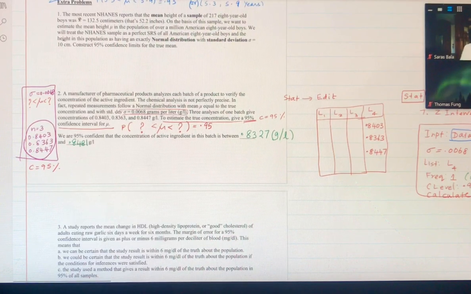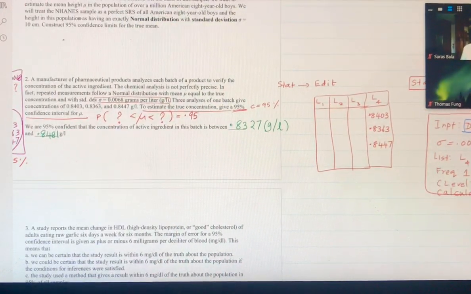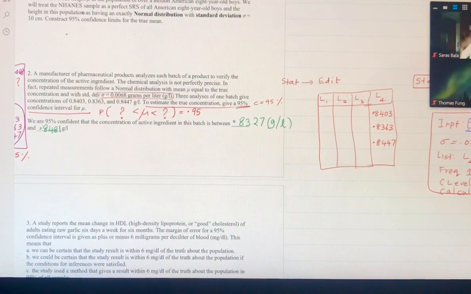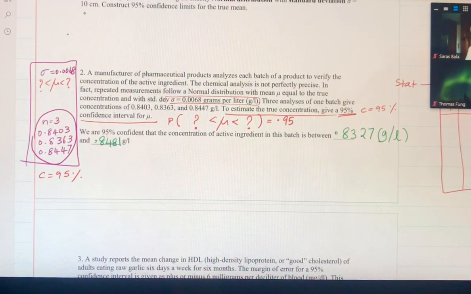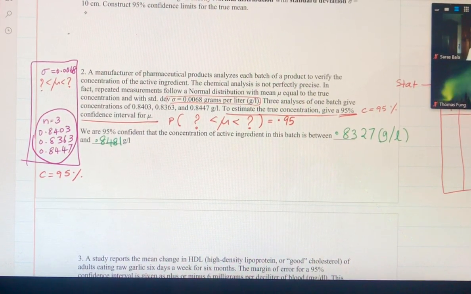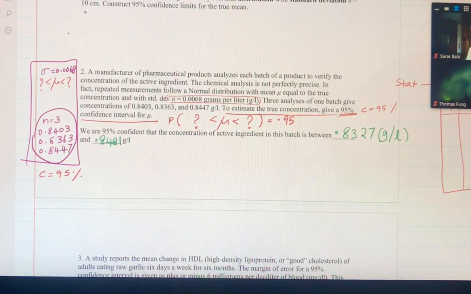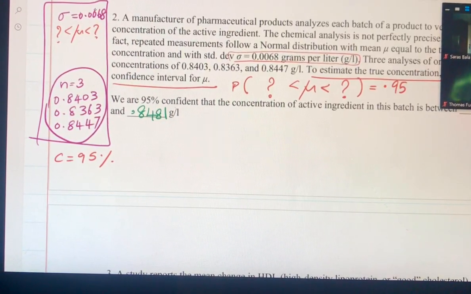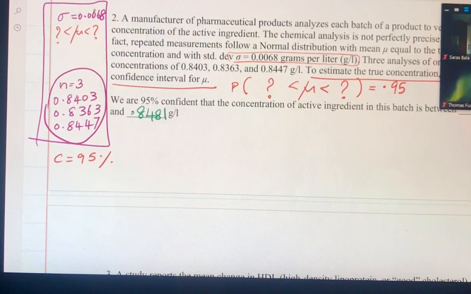Suppose you are given data. When the data is given, with this I'm closing, okay? When the data is given, I want you to plug the data into a TI. Because it's a small data set, I did not pick a big one, since you would have to enter all the numbers. So instead of your sample mean, they have given the sample data of 3 observations. The 3 observations are 0.8443, 0.8363, and 0.8447. So you are going to find 95% confidence limits. You are not given the sample mean. Instead, you are given the sample data.